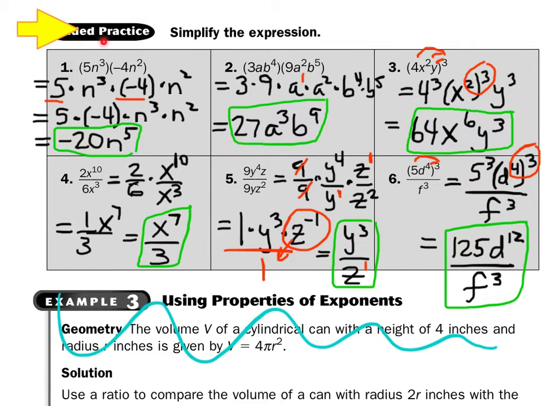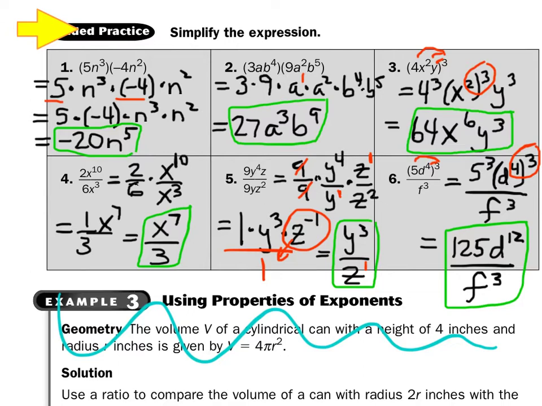Okay, take a look at number 1. I have 5n to the third power times negative 4n to the second power. So remember, first thing we do is we write it out. So it's 5 times n to the third times negative 4 times n to the second power. And then regroup it. So put the numbers together first. So 5 times negative 4 times n to the third power times n to the second power. And then we want to multiply.